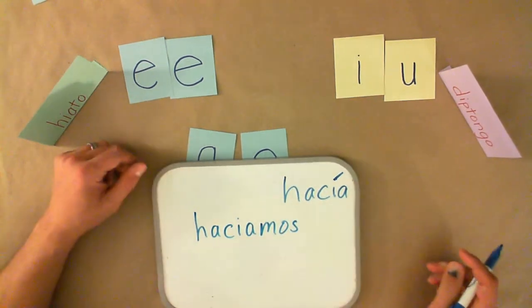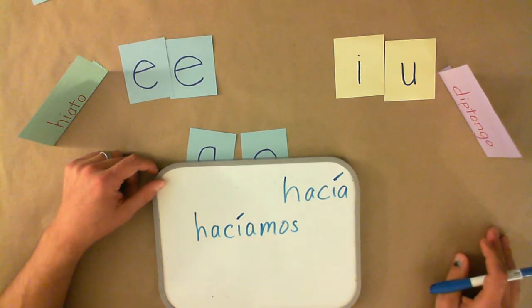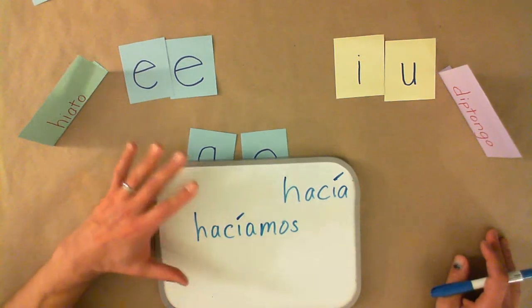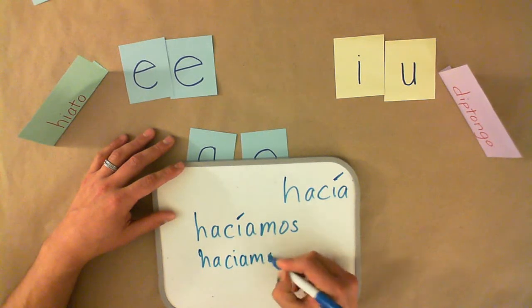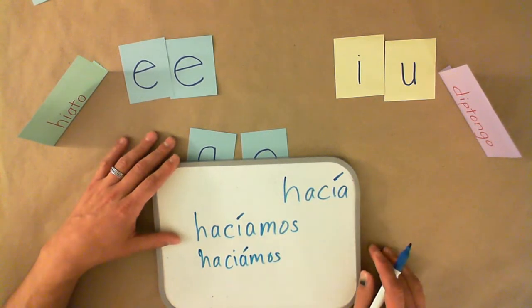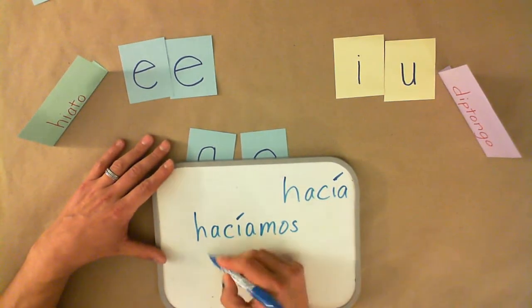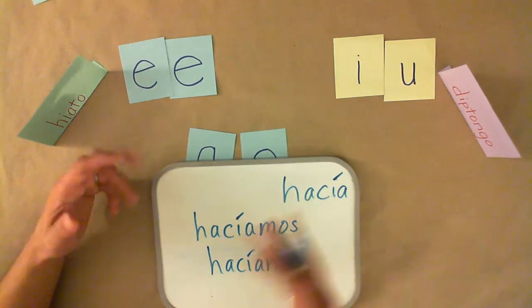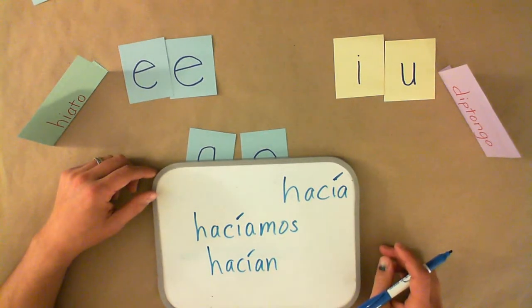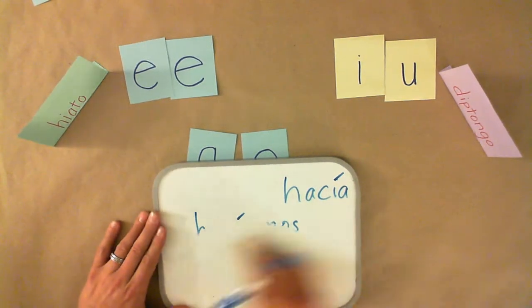And what has to happen here? Right. Hacíamos. Very, very common mistake. Some people will just leave it like this. Some people will go like this, but both of those are wrong. It must be hacíamos, likewise, hacían, and every other related word. Okay, I hope this was good and helpful.